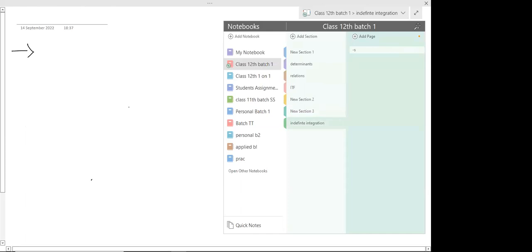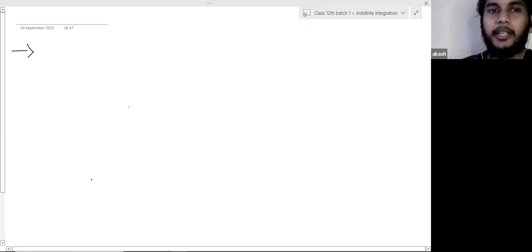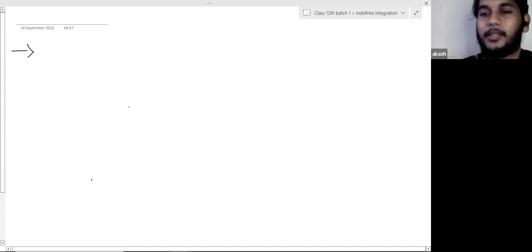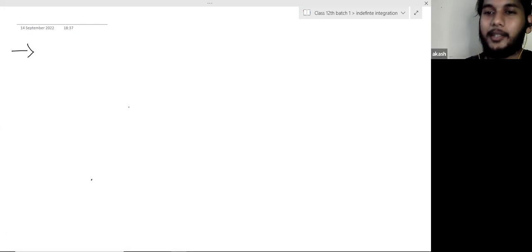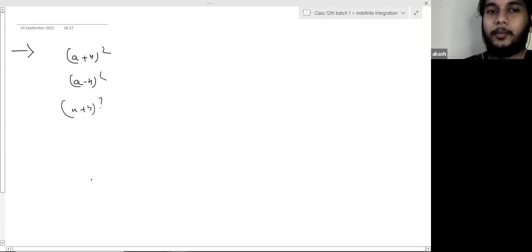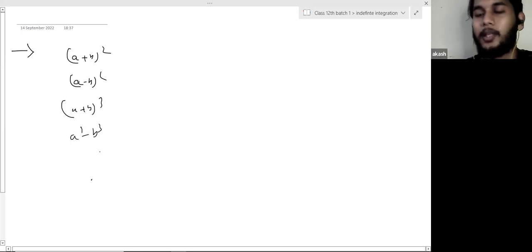Integration is very important, and most people think this is difficult, and yes, this is difficult. Why? You are going to need everything we have learned since childhood in this chapter. Every formula, every identity: a plus b whole square, a minus b whole square, a plus b whole cube, a cube minus b cube, a cube plus b cube, every formula of trigonometry. That is why this becomes a little bit difficult. Most of the reason is trigonometry.